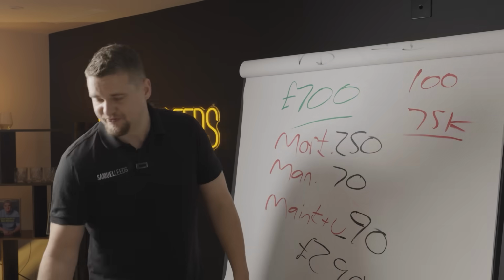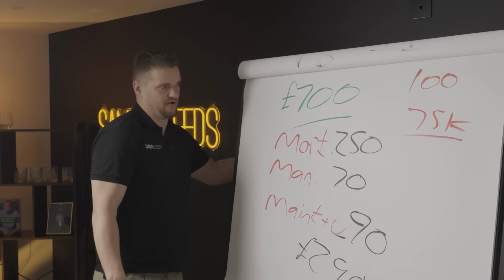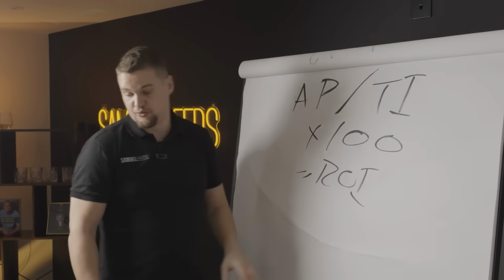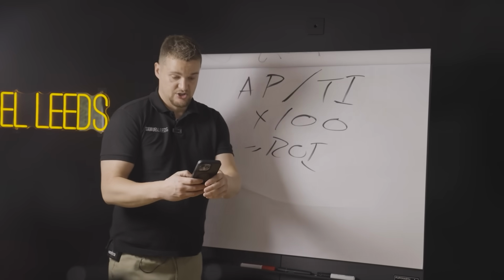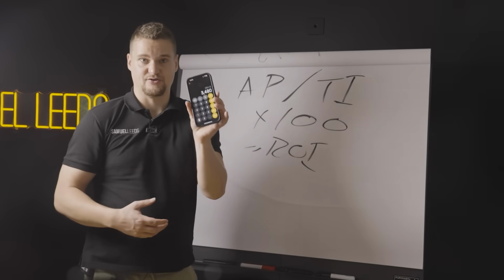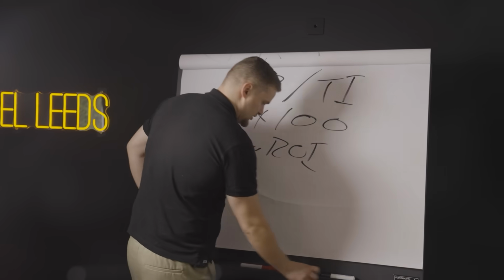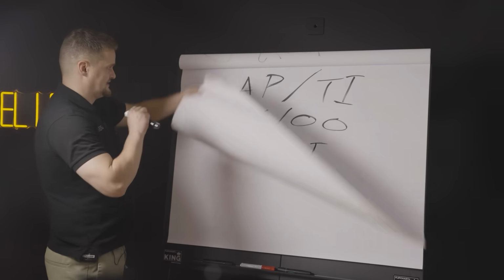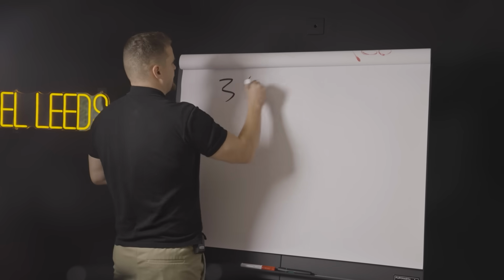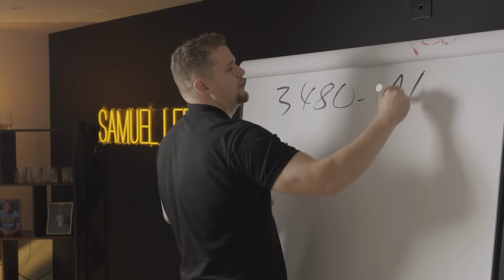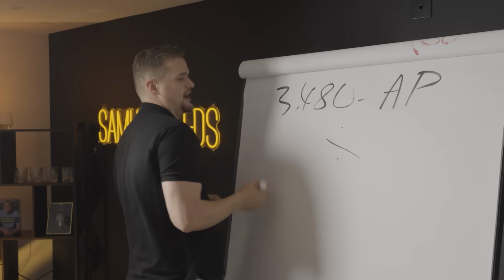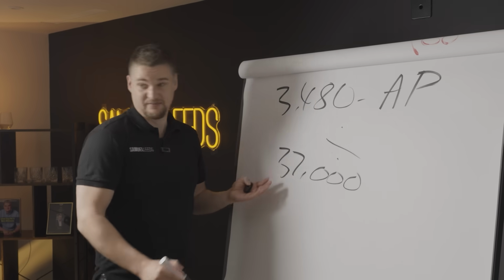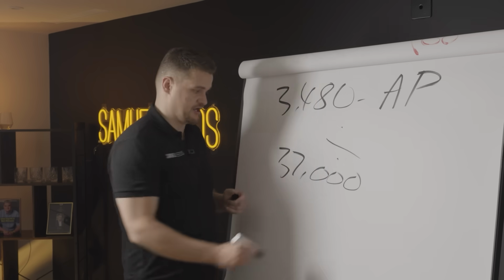So £290 a month, if we go back to our ROI calculator, we know that we need to get the annual profit. So 290 times 12 gives us 3,480. So now, a moment of truth. 3,480 is our annual profit. Divide that by our total investment, which was £32,000. We already know, don't we? It's going to be about 10%.